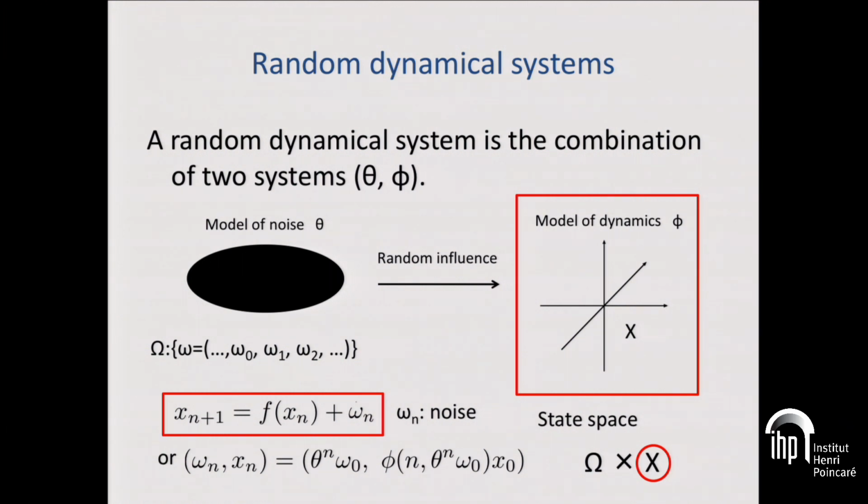Okay, so a random dynamical system is given by the combination of two systems, theta and phi. Theta is the model of noise or model of environment, and phi is a model of dynamics. An example is this simple random map with additive noise, with a deterministic map. The state space is the product of this probability space and the deterministic space. But we are interested in the projection of this entire state space, and we discuss the phenomena in the space X for the model of dynamics.